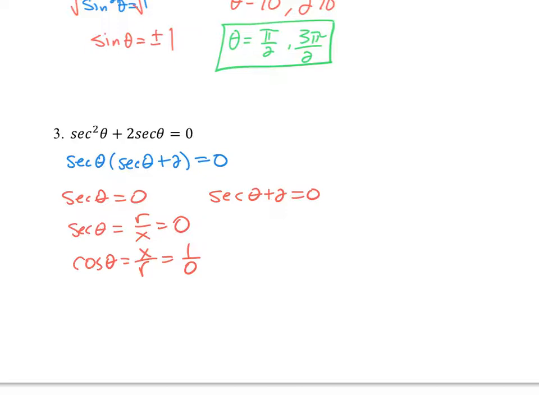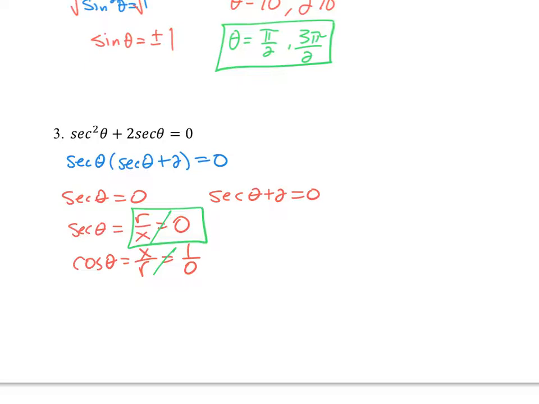Secant, r over x right here, this can never be equal to 0. R is always 1 over anything. Again, you can never have this be undefined because you're not going to have an r value of 0. So secant theta equals 0 is undefined. There's no solution from that. So that's not going to give us any solutions for this particular equation.